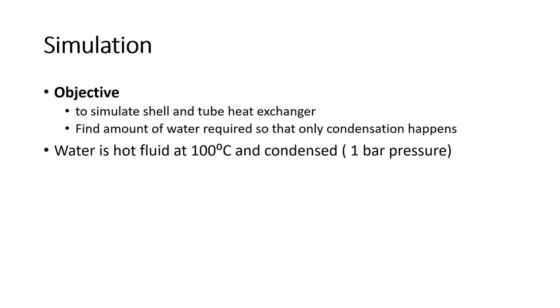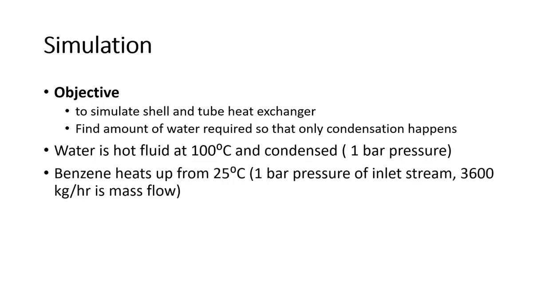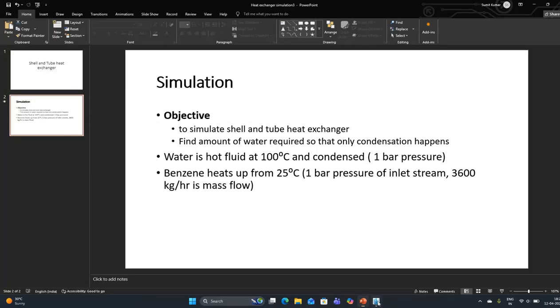So water is the hot fluid that will enter at 100 degrees centigrade and condense at 1 bar pressure. Benzene heats up from 25 degrees centigrade at a 1 bar pressure at inlet, and 3600 kg per hour is the mass flow of the benzene stream. So with this information, let's go to the simulation window and process it.